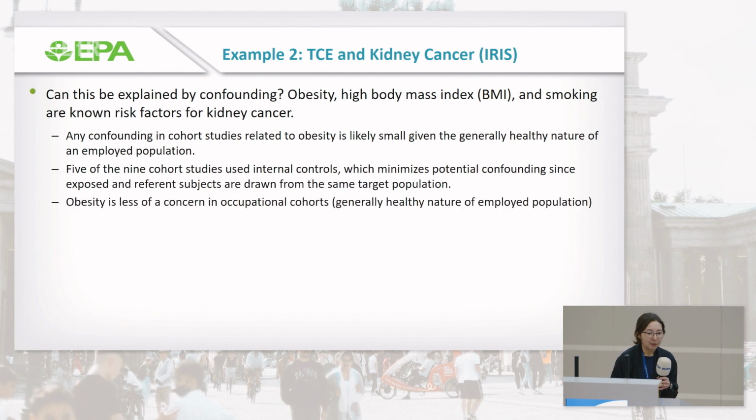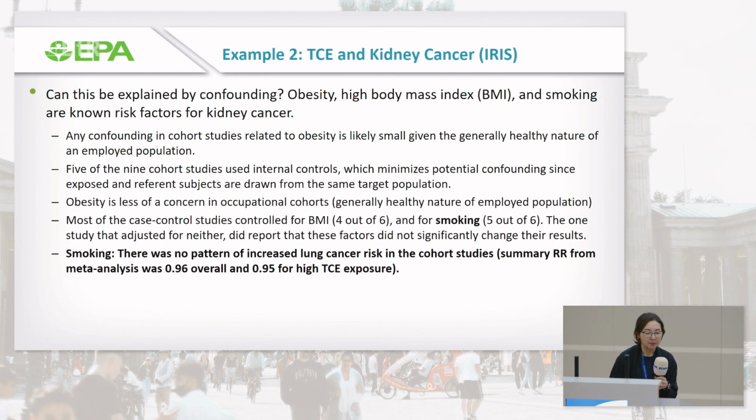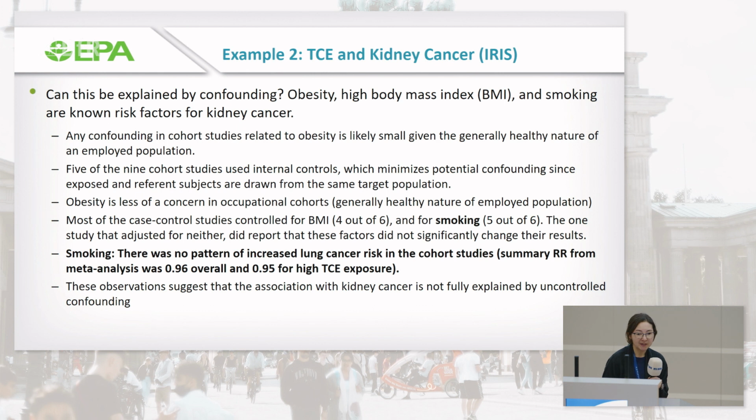Other confounders that may have had potential to bias the results were obesity or high body mass index, BMI, and smoking, because these are known risk factors for the outcome of kidney cancer. And again, there's a lengthy discussion in the TCE review that works through the logic of, do we expect to see that the bias would be acting across the entire group of studies or certain studies, or do we see any bias at all?